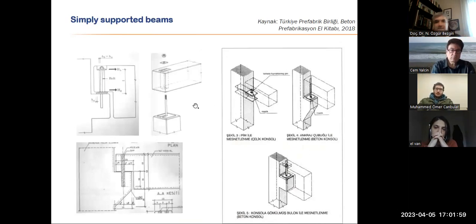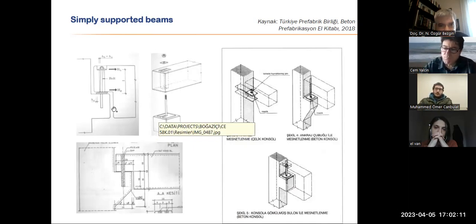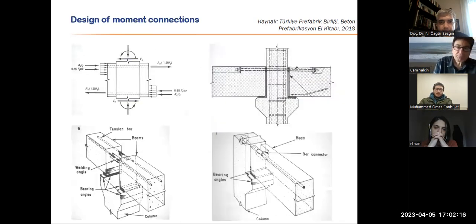There's a bunch of details. I'm showing here the simply supported cases, but it does work beautifully, and it does work explicitly. So if understood right, applied right, and constructed right, prefabrication has a lot of solutions to some of the problems that we are facing today.